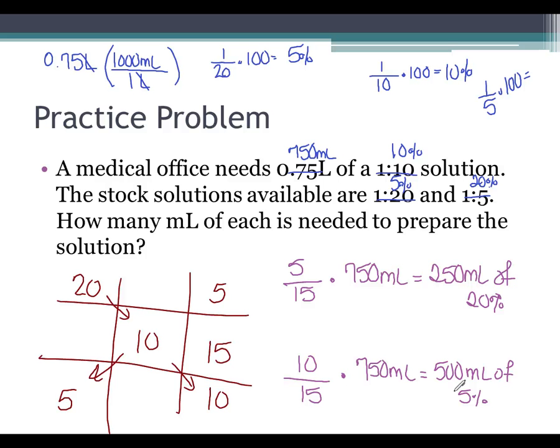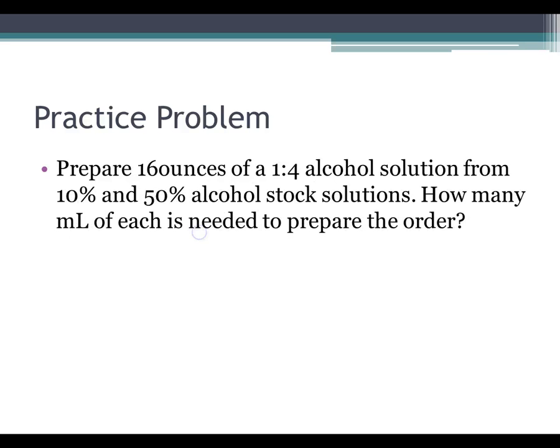Let's go ahead and take a look at another problem. I have to prepare 16 ounces of a 1 to 4 alcohol solution from 10% and 50% alcohol solutions. How many mLs of each is needed to prepare the order? I only have two conversions for this problem. I'm going to start by converting my ounces to mLs. So I have 16 ounces. We're going to multiply that by the conversion factor of 30 mLs to 1 ounce. 16 times 30 is 480 mLs.